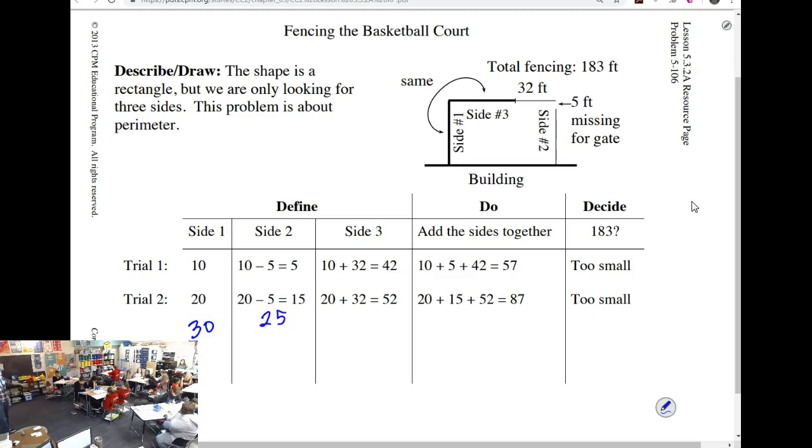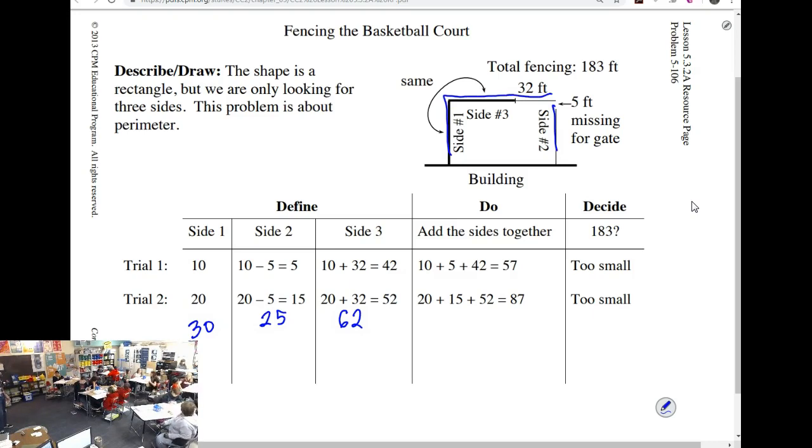25. And what's 30 plus 32? 60. So if we add all those up, do we get 183? No. Oh, it's adding 2? You gotta add up all 3 sides of the fence. Right? All 3 fence sections.